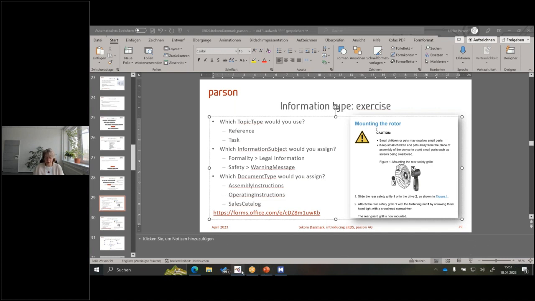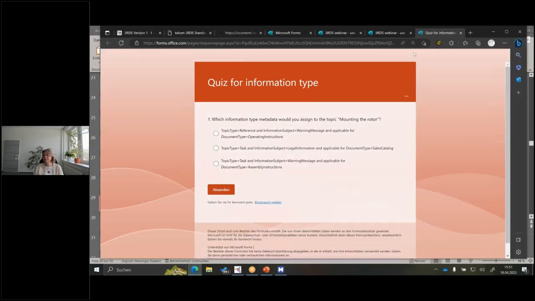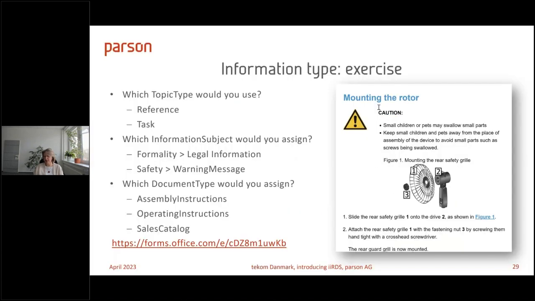And I will go back to the vocabulary. No, I will actually show the slide, I think. So in this quiz, you will find each option is a combination of 3 metadata. And please try to find the right combination. I will show you the slide again. You can see the quiz for yourself on your screen. But which information types would you assign to this topic? So I will keep my mouth shut for 2 minutes and then you can start working. If there's any question about the exercise, please let me know.